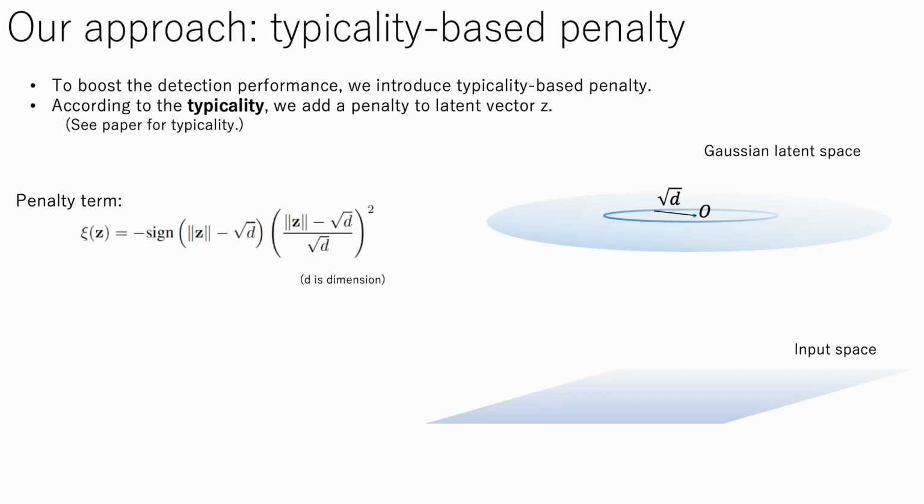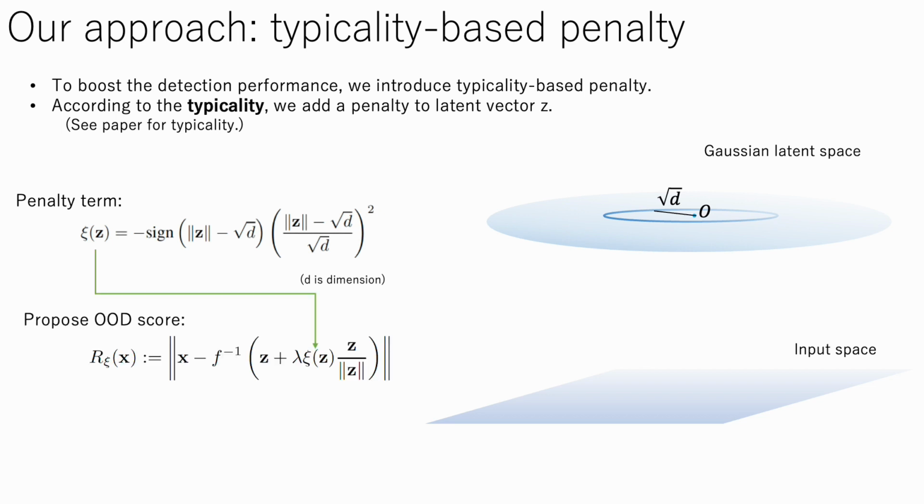To boost the detection performance, we introduce a typicality-based penalty. According to the typicality, we add a penalty to the latent vector z. The penalty term is written like this. The blue circle with the radius of square root d in the latent space is where the typical set of in-distribution samples concentrates. The larger the deviation of z from this square root d, the larger the magnitude of the penalty, xi.